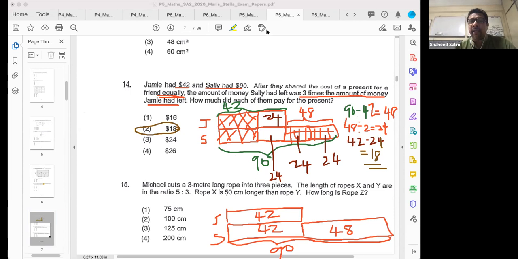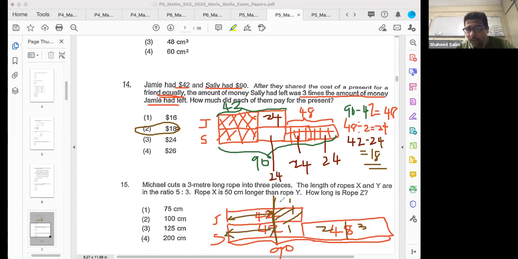Okay, now if you understand, I'm going to cut. What am I going to cut? I'm going to cut from down here, because when Jamie spent, Jamie got some money balance. This is the money that is balanced. So what does it mean? It means Sally must have 3 units here, Jamie must have 1 unit here. I cut here because it's only a part of Jamie's and Sally's money. This is the amount of money they both paid for the present.